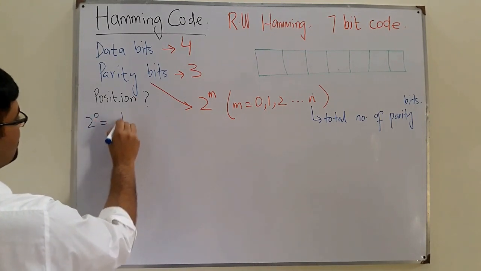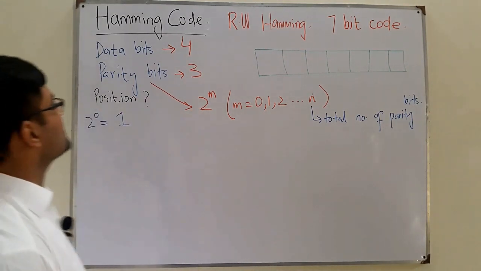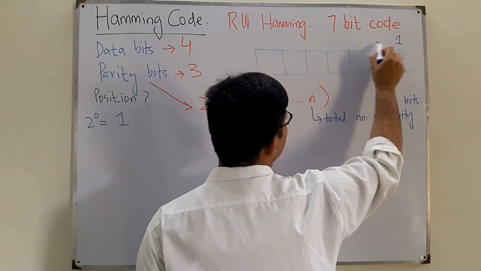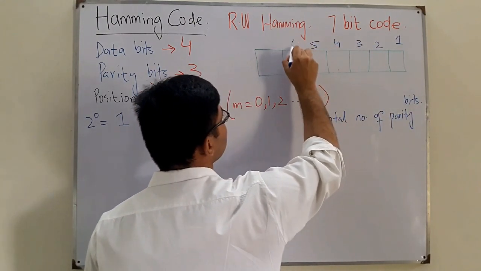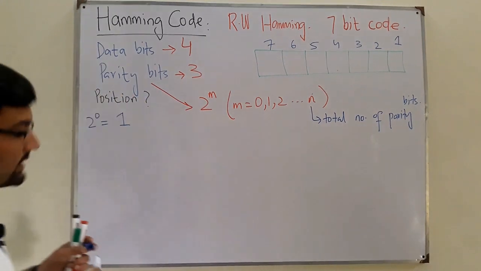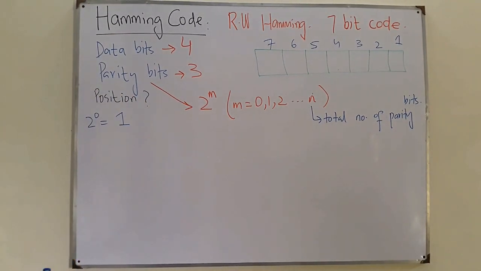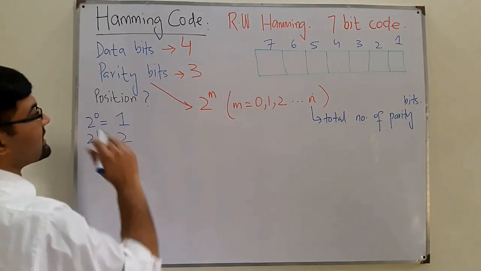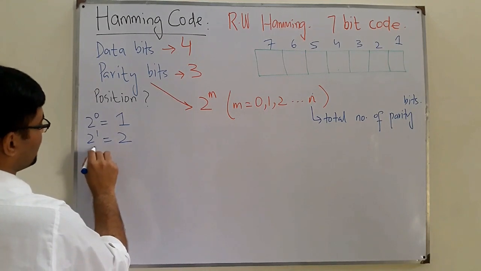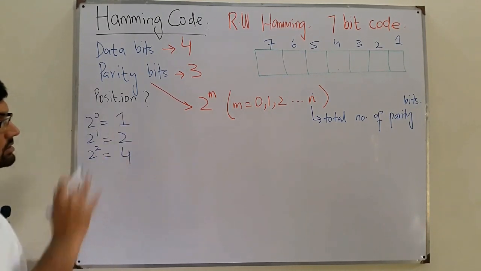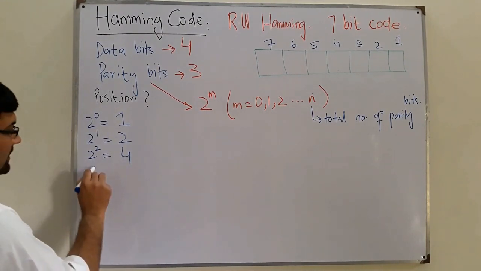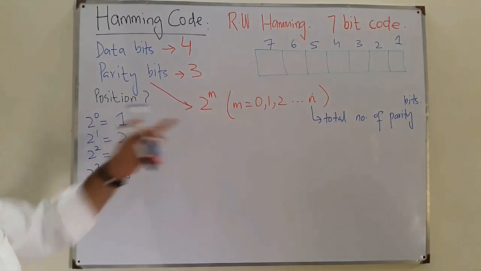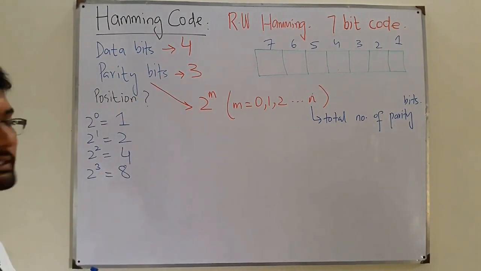2 to the power 0 is 1. So the first bit is a parity bit. Let's say I name these 1, 2, 3, 4, 5, 6, and 7. Then 2 to the power 1 is 2, so the second bit is also a parity bit. Now 2 to the power 2 is 4, so the fourth bit. 2 to the power 3 is 8. We don't have an 8 in this case, but if you're using a longer Hamming code, the 8th bit is the next parity bit.